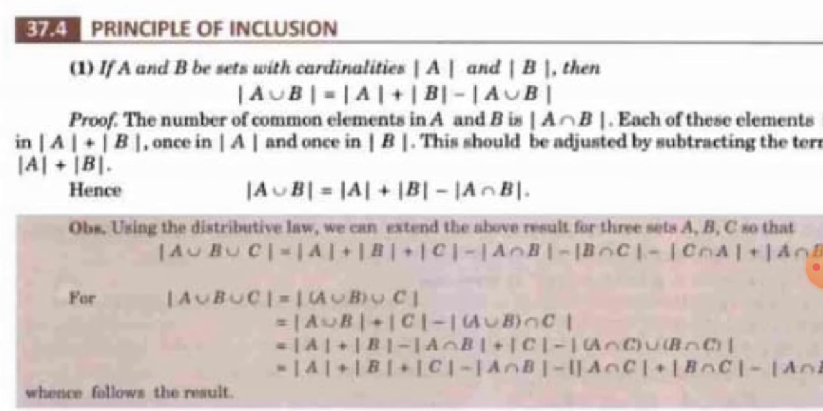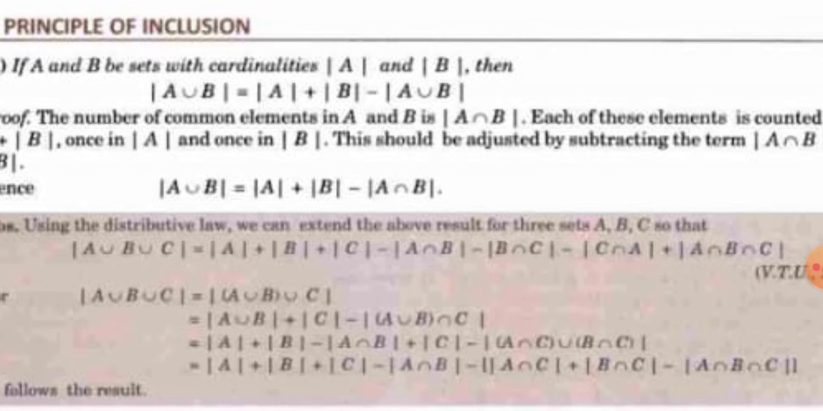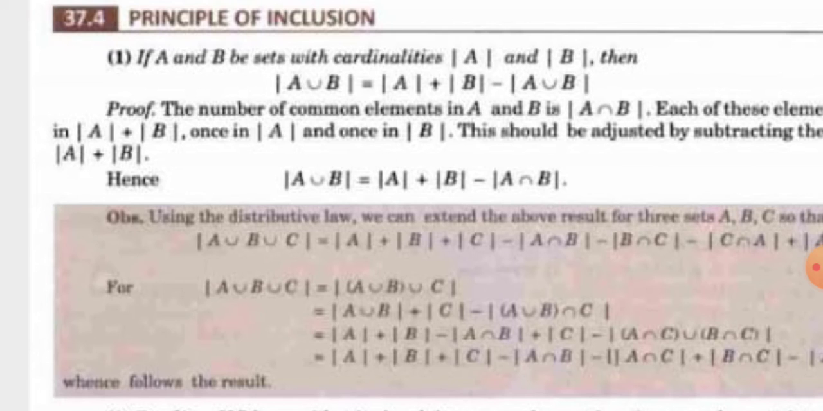Principle of inclusion: if A and B are sets with cardinality of A and cardinality of B, then cardinality of A union B is equal to cardinality of A plus cardinality of B minus cardinality of A intersection B. Proof: the number of common elements in A and B is A intersection B. Each of these elements is counted twice in A plus B, once in A and once in B.